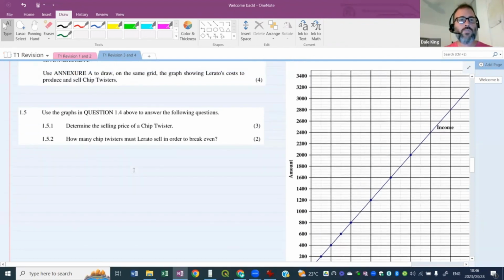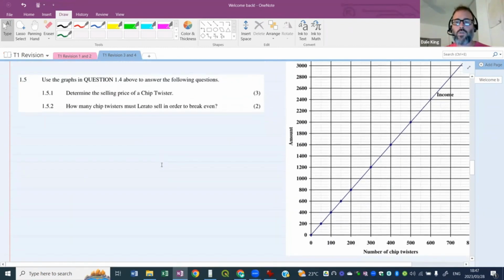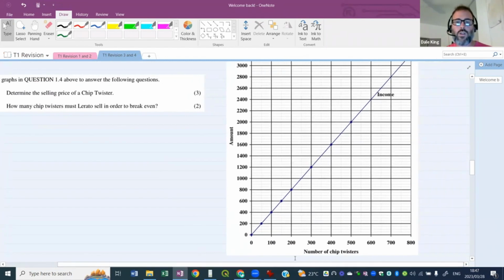Let's go back to the question. Use Annexure A, use this graph here, to draw on the same graph, the graph showing Lorato's costs to produce and sell chip twisters. Okay, so let's try and draw this out on the graph. Okay, now we're going to draw the costs on here. I'm going to use red. Can someone tell me, I'm going to start the graph here on the left-hand side, obviously. Can someone tell me, for 0 chip twisters, what will the cost be?